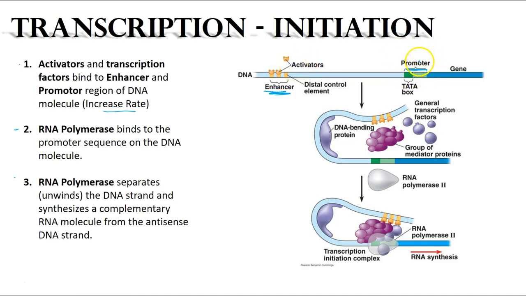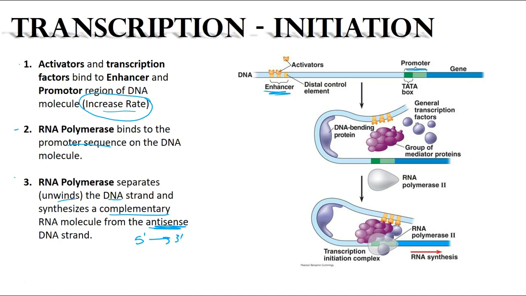We have RNA polymerase and a bunch of mediator or transcription factor proteins that are going to not only bind to the enhancer region, but are also going to bind to the promoter region, and they are solely responsible for increasing the rate. Notice we haven't talked at all about RNA polymerase yet, because RNA polymerase, as it says in statement 2, binds to the promoter sequence, which is here, and is going to eventually separate or unwind the DNA strand and synthesize a complementary mRNA molecule from the antisense strand in a 5' to 3' direction.